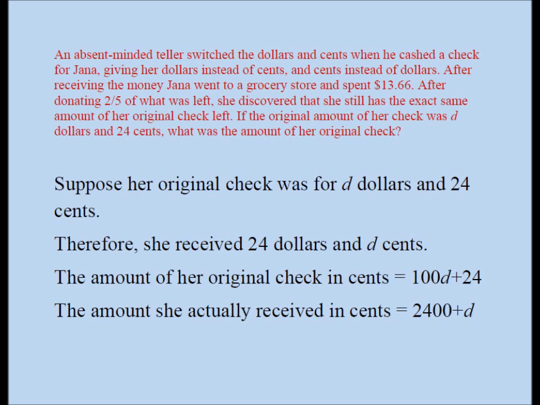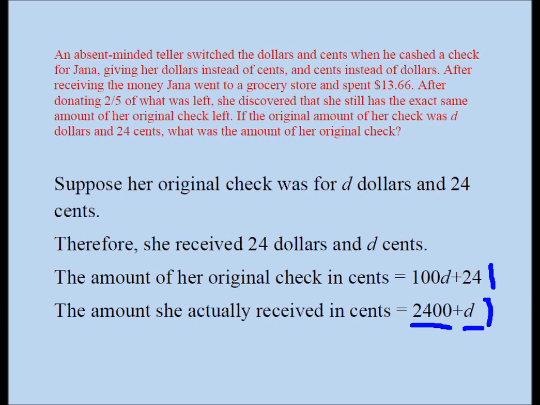So I'm going to write down the original amount that she should have received according to her check in cents, and the amount that she really received in cents. Now she should have gotten D dollars. In cents it would be 100D cents plus the 24 cents. But what she really got in cents was 2400 cents plus the D cents. She got $24, which boils down to 2400 cents plus the D cents that she received.